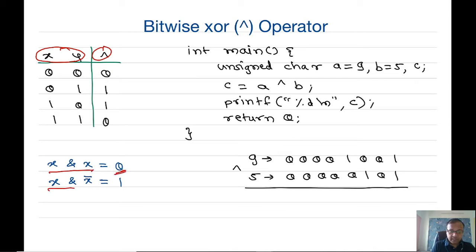And if the bits are different, x and x bar, which is saying that negation, at that time the result will be 1. Correct? So wherever it is 0 0, the result is 0. Wherever it is 1 1, the result is again 0. However, when it is 0 1, the result is 1. When it is 1 0, the result is 1.